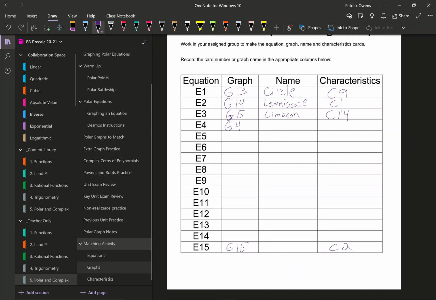it's going to be this C8 here because it's all the things that we talked about. So we've got C8, and it is a cardioid. And this one is a lemniscate. All right, let's move on. See if we can find our fifth equation here.